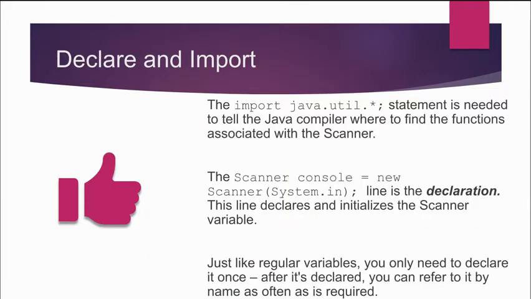The import statement, import java.util.*, is needed to tell the Java compiler where to find the functions associated with the Scanner class. The statement Scanner console equals new Scanner(System.in) is the declaration of the scanner, and it also creates the scanner object. Just like regular variables, you will need to declare it only once, and after it's declared, you can refer to it by its name as often as required.